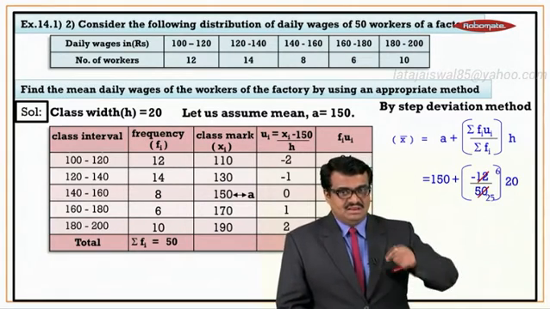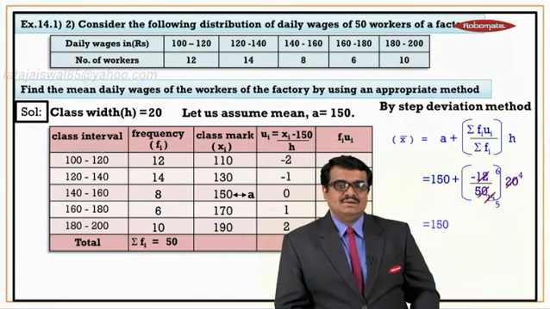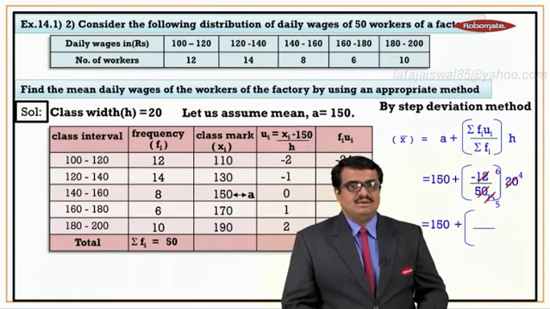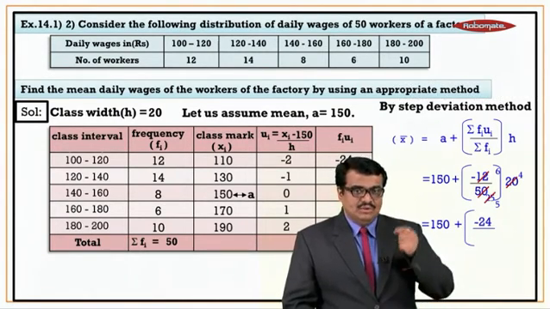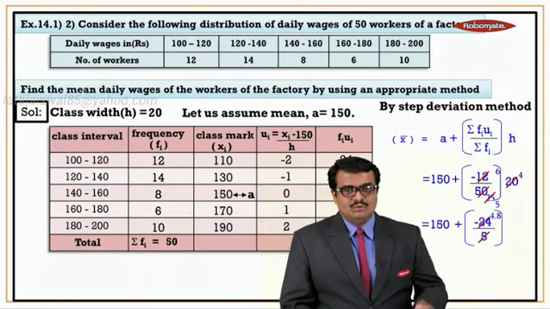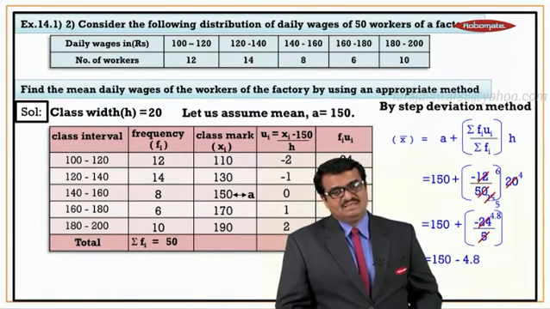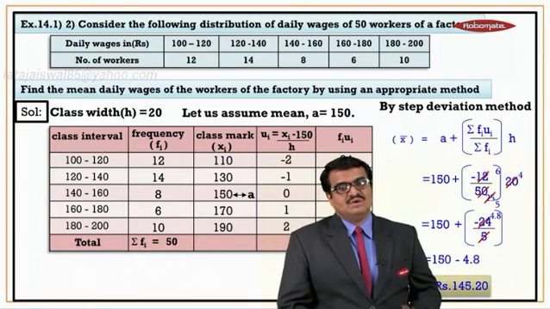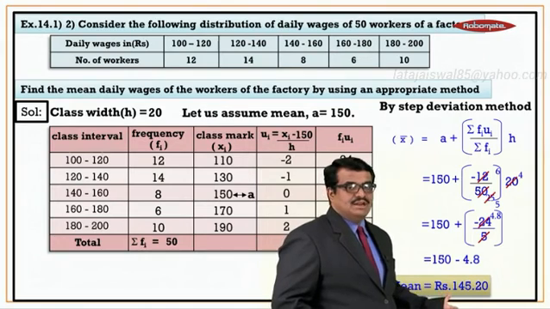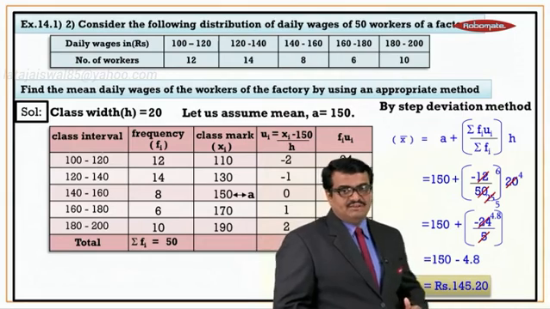It becomes, you can reduce it, 12 and 50 you can reduce it, and after reducing you will get 150 plus of minus 24 upon 5. Okay. And you can reduce this also, it becomes 4.8, and plus into minus becomes minus. So finally you will get 150 minus 4.8. 150 minus 4.8 is 145.20. So the mean value we get is rupees 145.20. Means the unit will always be the unit of the classes, which is 145.20.